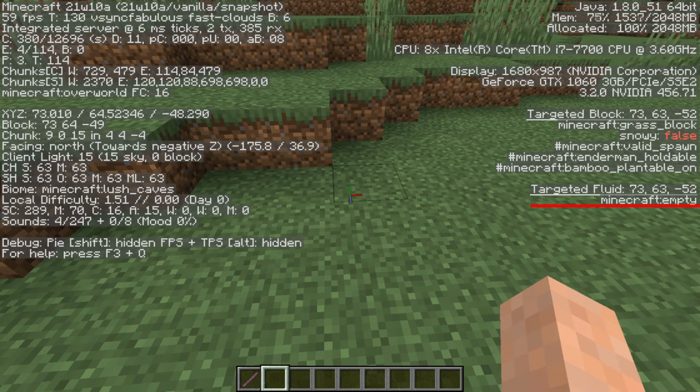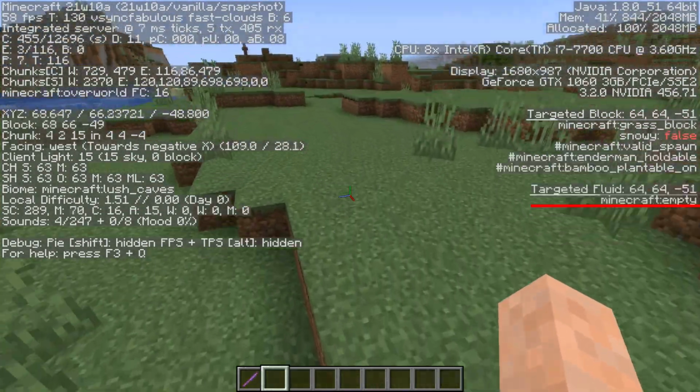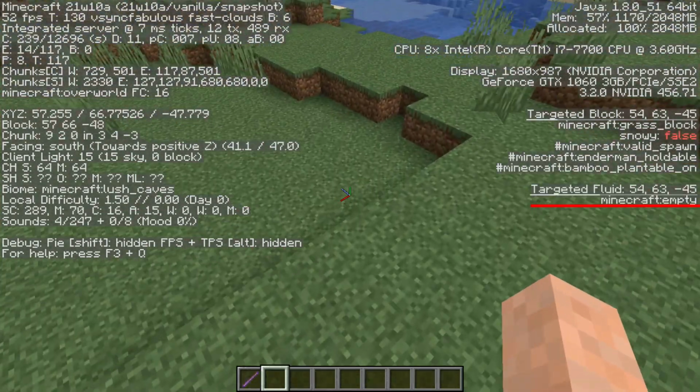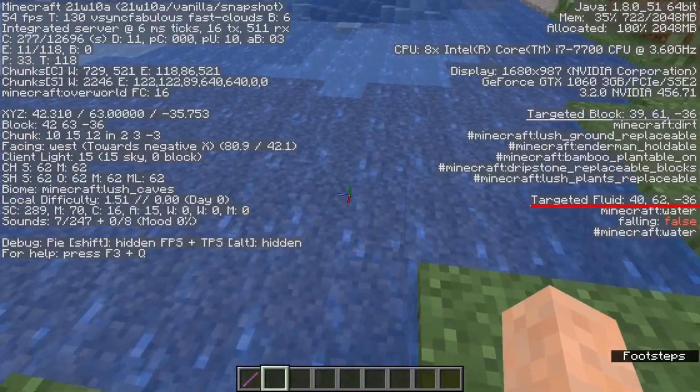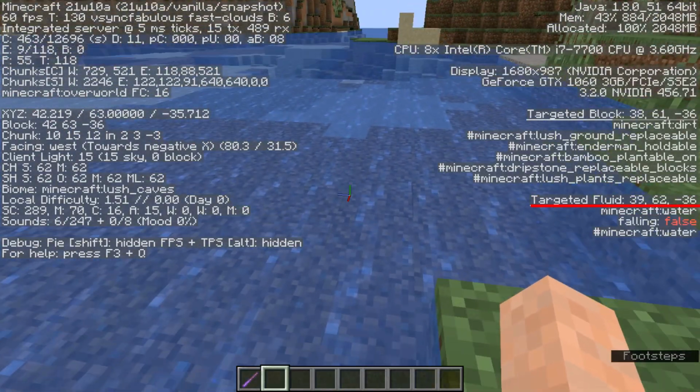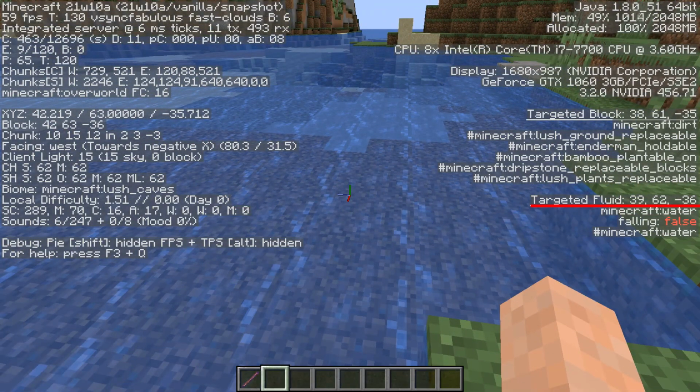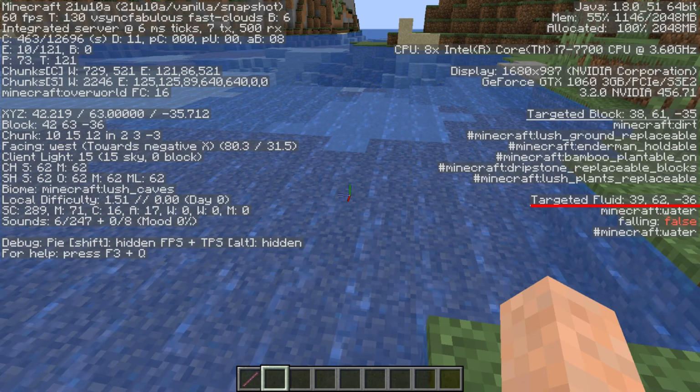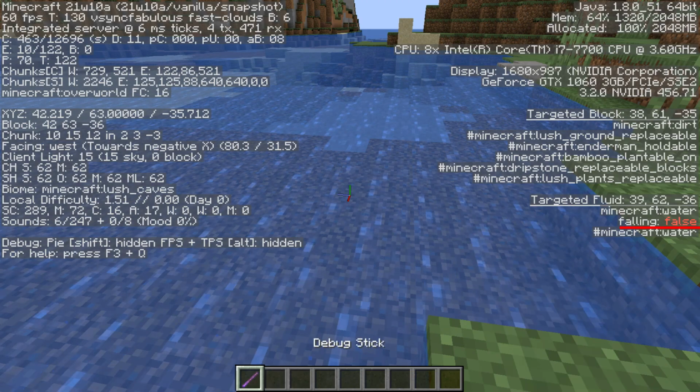And then right below it says the targeted fluid as well. Of course it's empty at the moment because I'm not looking at any fluid, but if I go over to the water here, as you can see it says that it's water. Targeting water, it says the location of this water as well. And it says if it's falling or not.